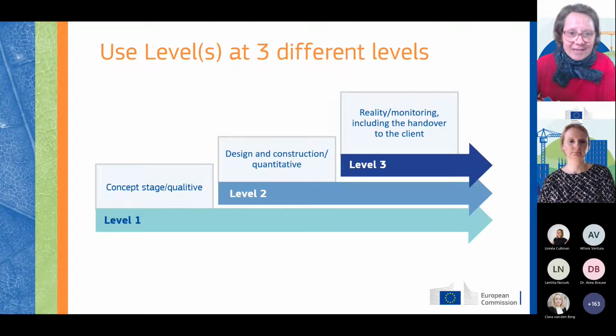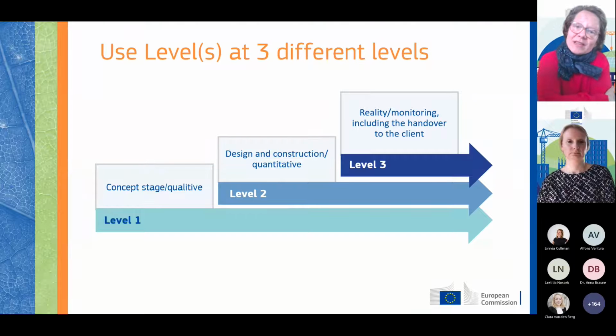So the Levels indicators can be used at 3 different levels. At the first level, you work with the indicators in a qualitative way. That is happening at the concept stage. It really serves as a very good way of focusing the conversation between the investors and the design team, to decide what the key sustainability objectives for this project are. And typically Levels provides you with a set of checklists to go through.